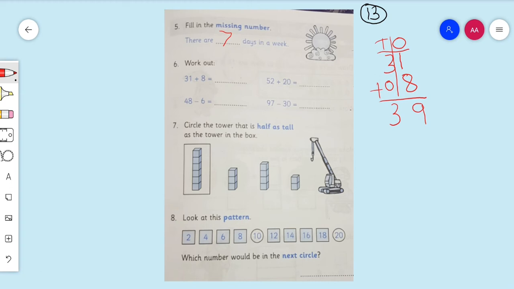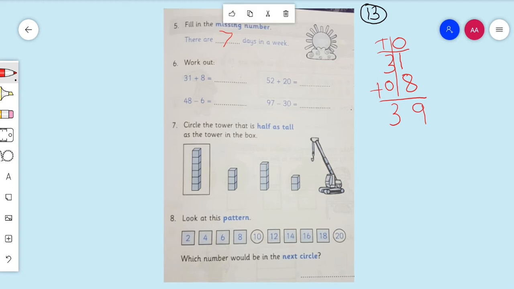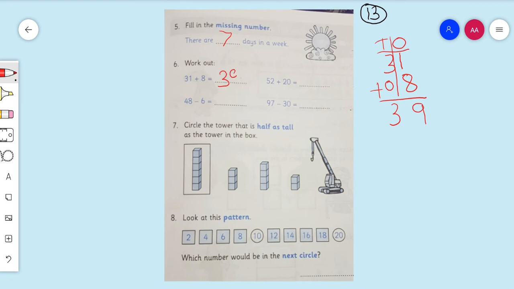So 31 plus 8 is 39. So the second one is 52 plus 20.